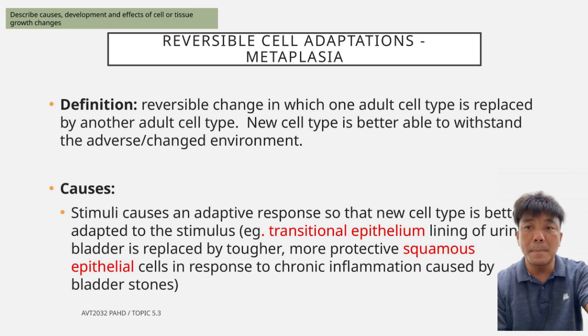Metaplasia is a reversible adaptation where one adult cell type is replaced by another, more resilient type.